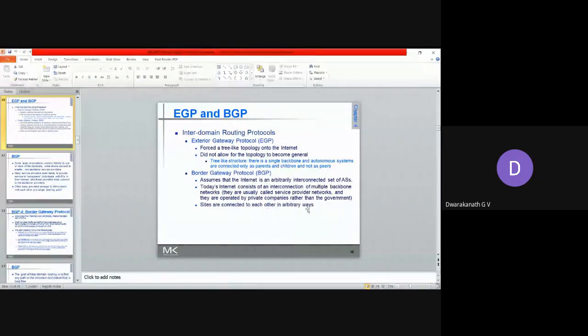Because of that, the BGP protocol is well suited for this. Why BGP? Because today's internet has arbitrarily interconnected ASs. This is one AS and this is one AS. That is one autonomous system. All autonomous systems will be connected together, not like a tree structure.